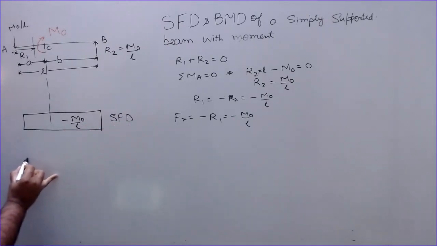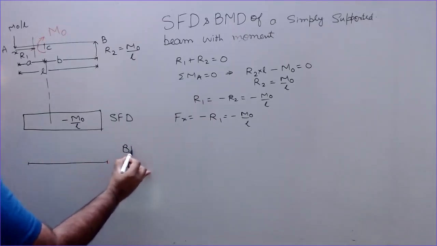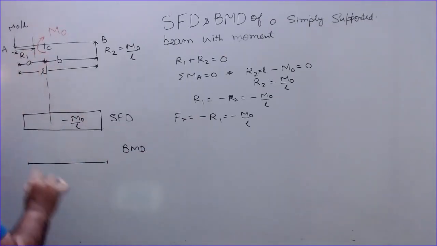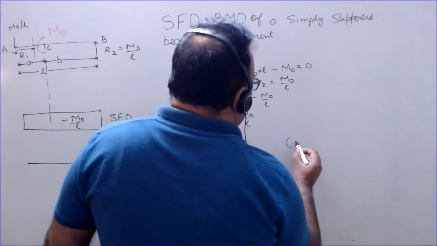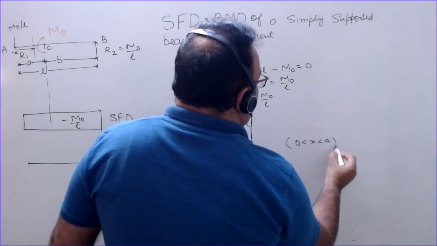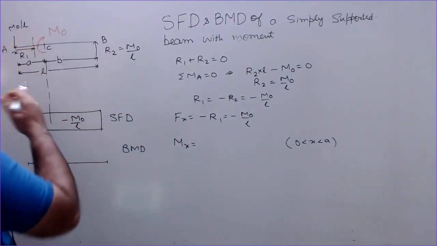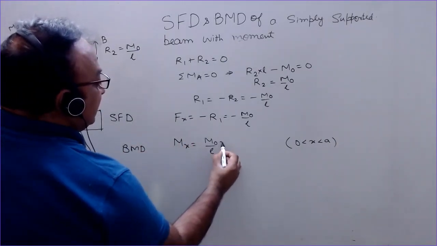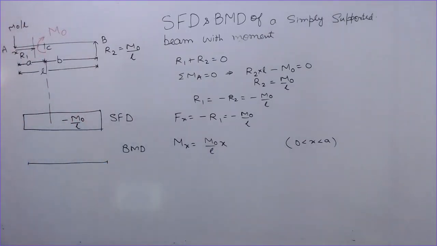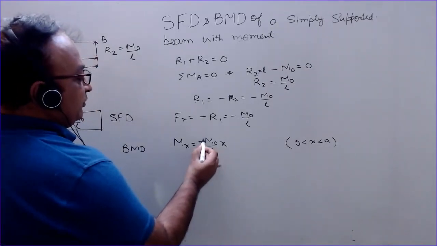Now draw the bending moment diagram. At this section the bending moment is given by, and this is for x between 0 to a. The bending moment of this load obviously will be negative. This is M0 by L into x. This is the bending moment about the section of this load, and obviously this is negative. Negative shear force, negative bending moment.